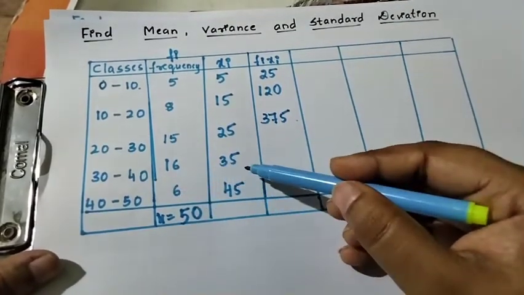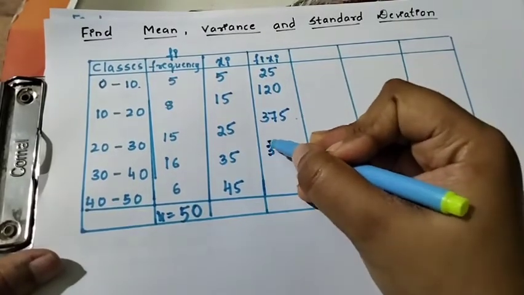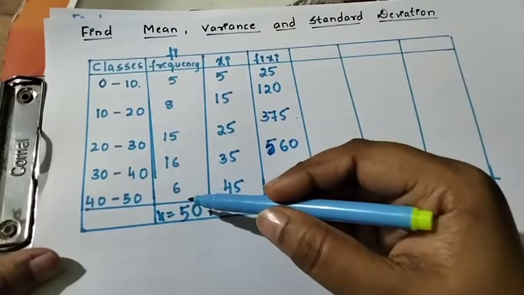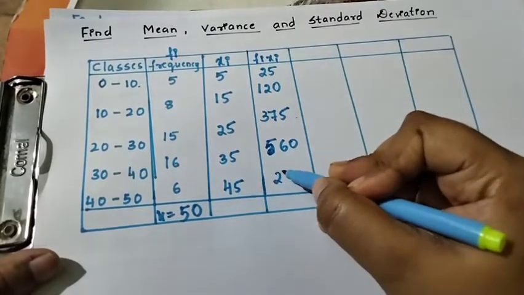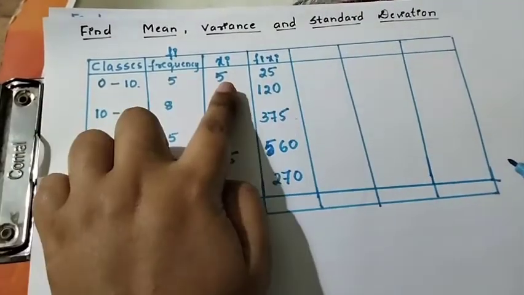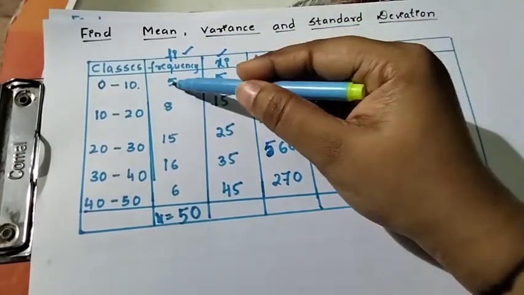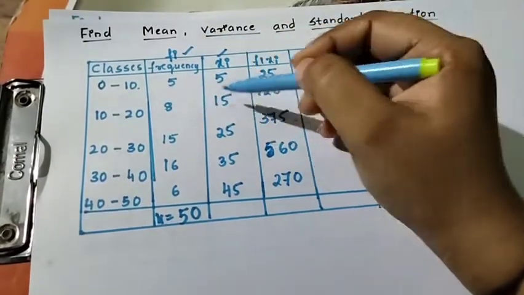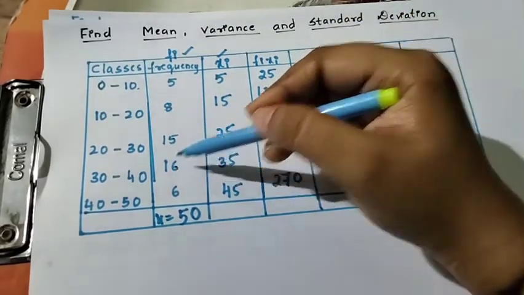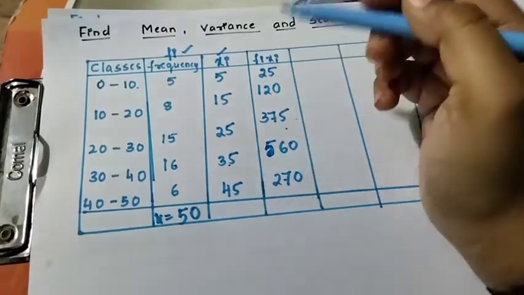16 into 35 will be 360. Sorry, it is 560. Next 45 into 6, it is 270. So once again verify all the answers. 5 into 5, xi is here, fi is here. You have to multiply these two columns. 5 into 5, 25. 8 into 15, 120. 15 into 25, 375. 16 into 35, 560. 6 into 45, it is 270.